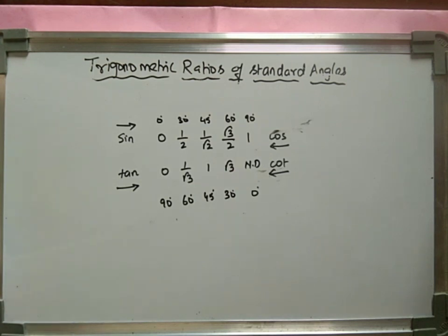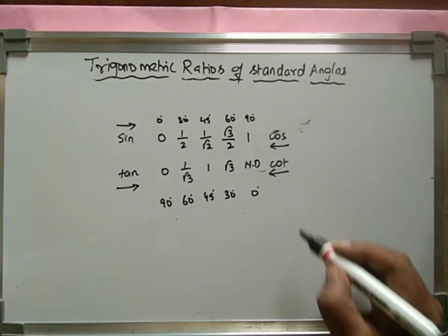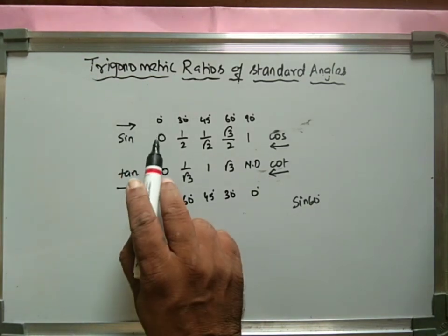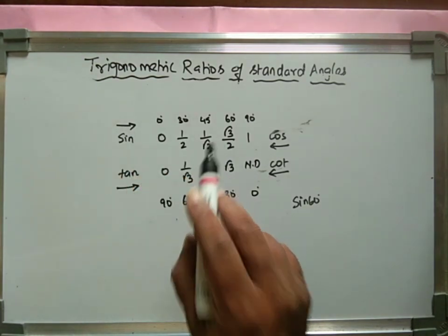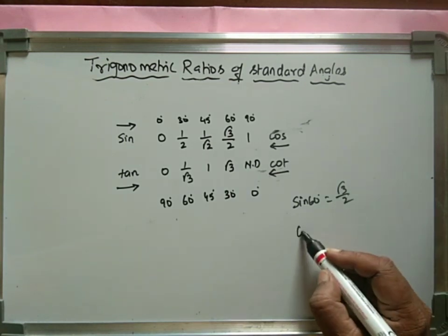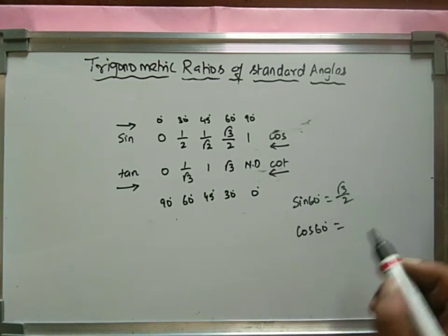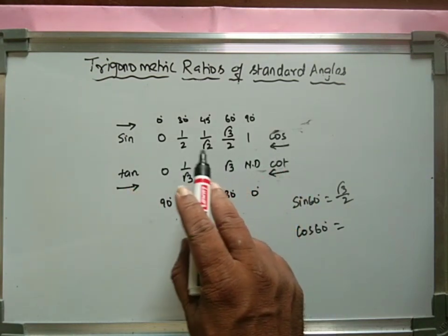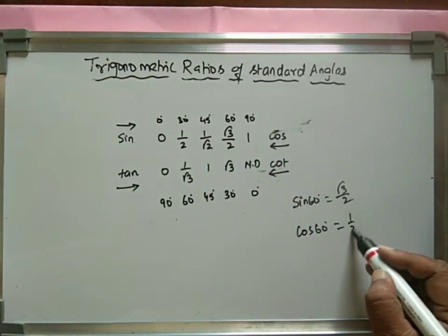Now I will give some examples for you. I want sine 60 degrees. Come this side, 0 degree, 30 degree, 45 degree, 60 degree, that is equal to root 3 by 2. Now I want cos 60 degree. Cos means first row reverse, 0 degree, 30 degree, 45 degree, 60 degree, that is 1 by 2.